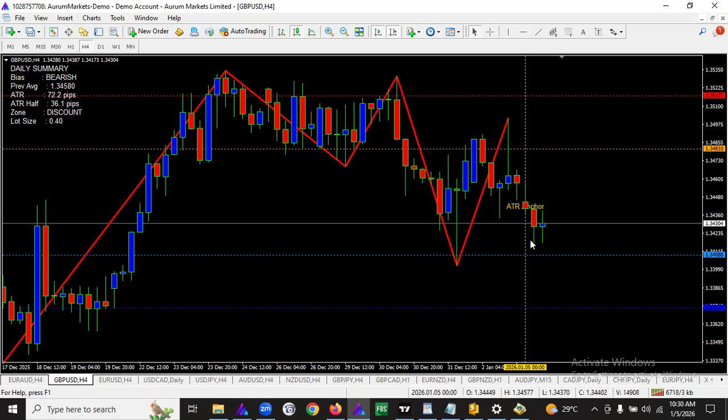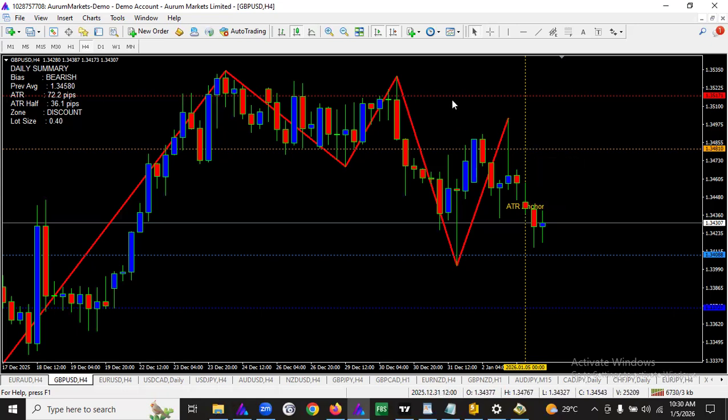If you apply your Fibonacci here, right now the price is at a discount. So before you sell, wait for price to pull back to a premium area. Yes, and you can see now.